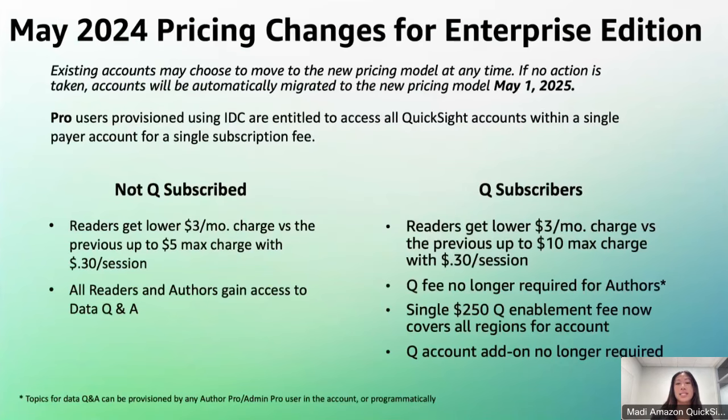Okay, and then if you are an existing Enterprise Edition customer, here are some pricing changes you might want to know about. So existing accounts can move to the new pricing model that we have, or you can stay with the same one that we have previously, but you'll automatically be moved on May 1st, 2025. And then pro users who use IDC are entitled to access all QuickSight accounts within a single payer account for a single subscription fee. So if you're not Q subscribed, readers get the $3 flat fee per month versus the up to $5, which is just a 30-cent per session charge, up to $5. And then they'll also get data Q&A access for all readers and authors. But if you're Q subscribed, you'll get that $3 flat fee per month. You won't have the Q fee for authors, and then you'll get the single $250 Q enablement fee.